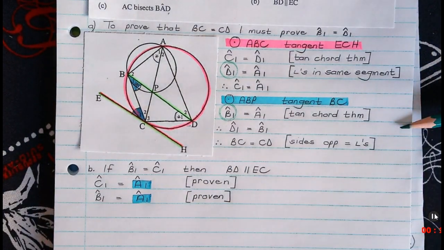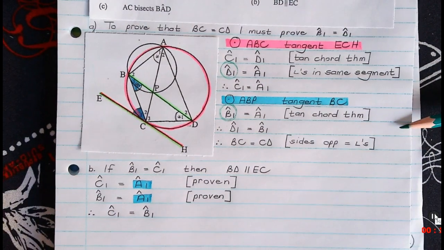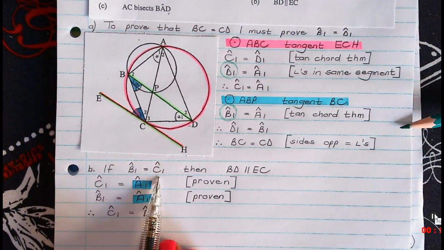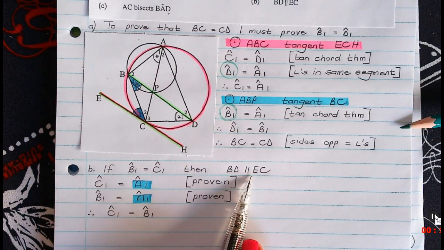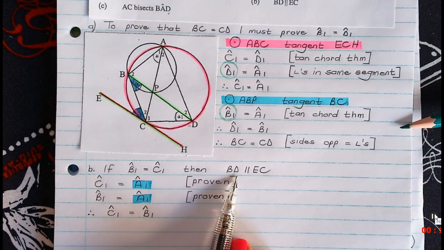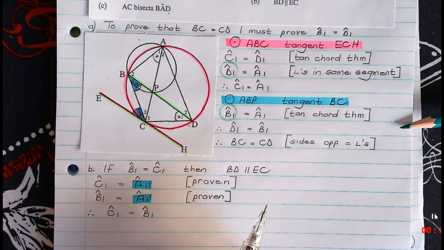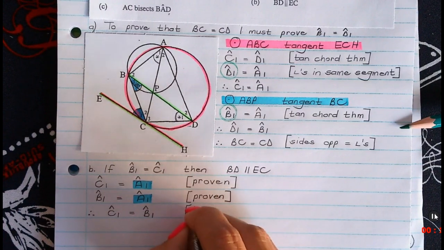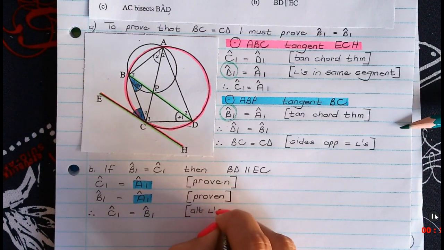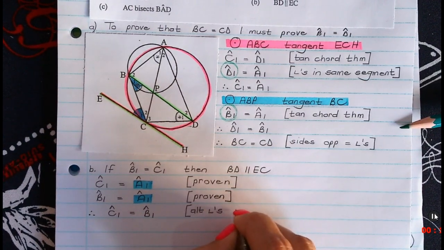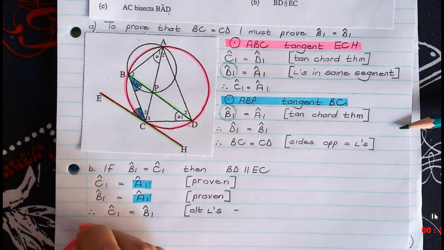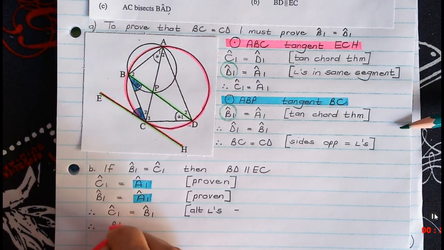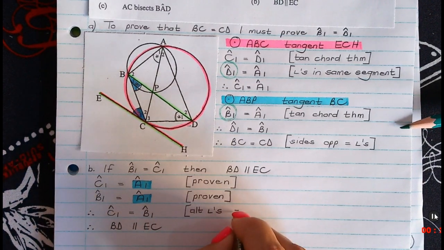Now right at the top we said that if we prove this, then this is true. So if I've done that, what can I say after that? I can say they are equal alternating angles. Oh, I'm sorry, I needed to write that. So therefore, BD parallel to EC, because alternating angles are equal. This reason is just supposed to be there.